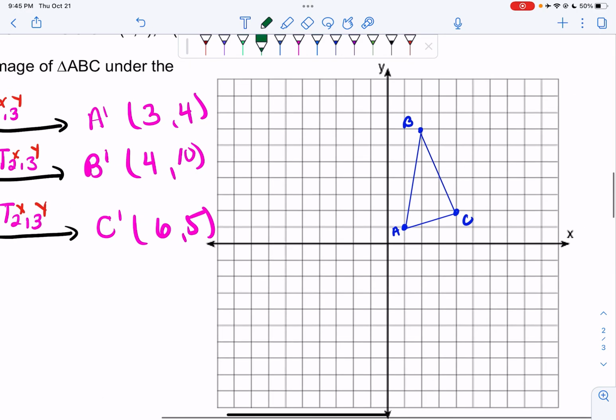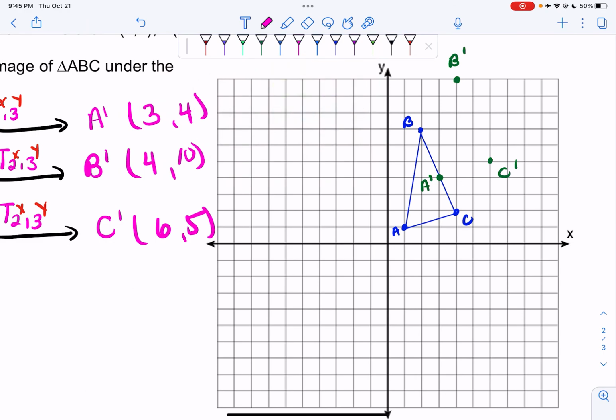So I go out 3, up 4. So 1, 2, 3, 1, 2, 3, 4. So I have A prime. I'm going to plot (4, 10). So I go out 4, 1, 2, 3, 4. 1, 2, 3, 4, 5, 6, 7, 8, 9, 10. And that's B prime. And then I'm going to plot C prime, which is (6, 5). So 1, 2, 3, 4, 5, 6. 1, 2, 3, 4, 5. And that's C prime. And then I connect those.